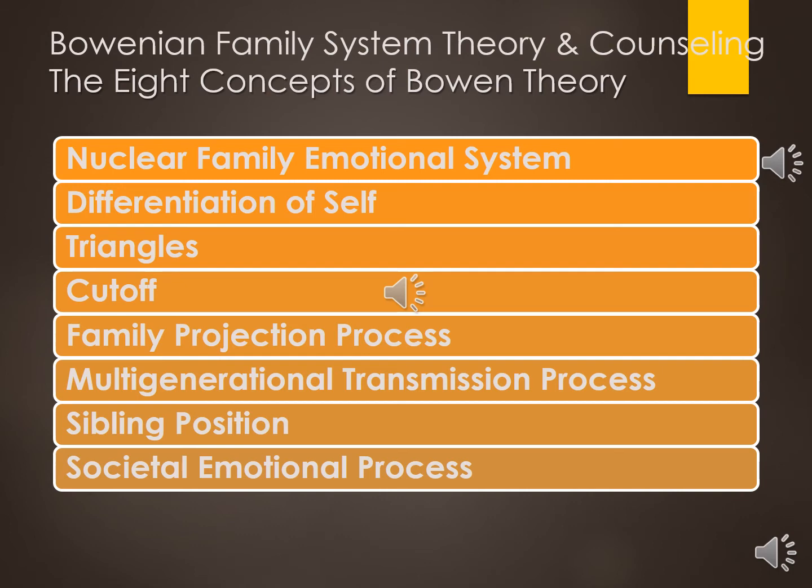The third concept is triangles. When two members experience stress, another family member is brought in to relieve the tension. That is, the tension is not handled by the two people, and in order to manage or balance it, a third member of the family is involved. When that third person is involved in the conflict between the two people, it is called a triangle.